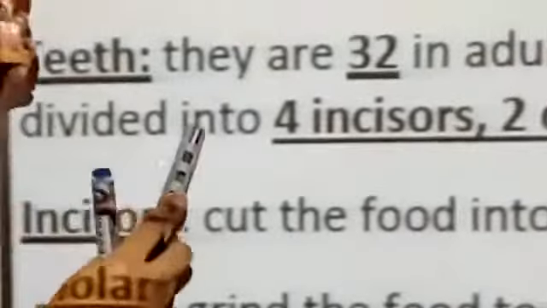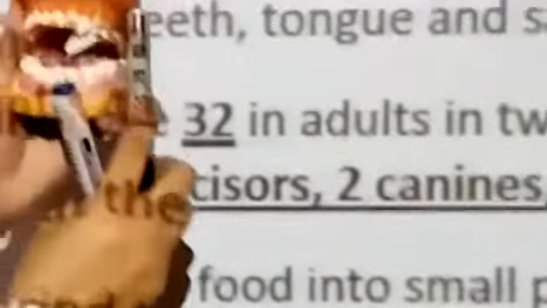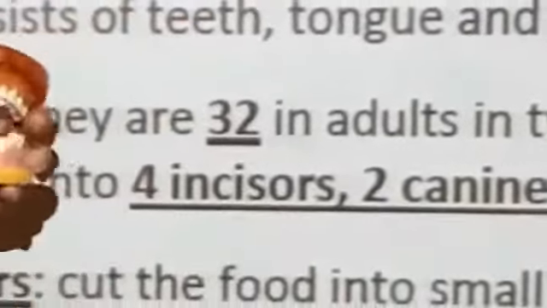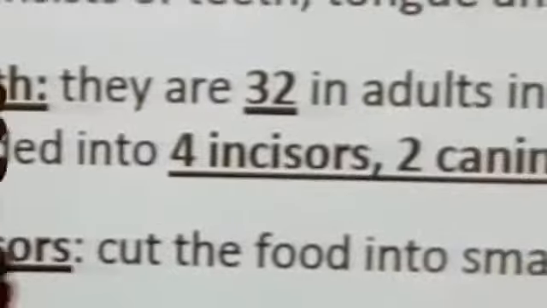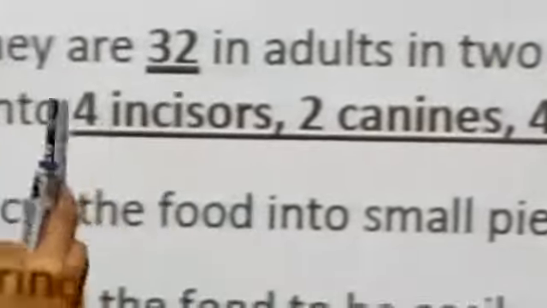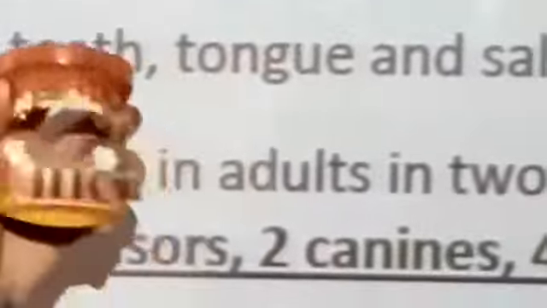Divided into what? All teeth, are they the same or are they different? They are different, into three types and shapes. We have 4 incisors. Where are the incisors? We have 1, 2, 3, 4. There are the 4 incisors and 2 canines. Where are the canines? Number 1 here. This is the first canine and this is the second canine.